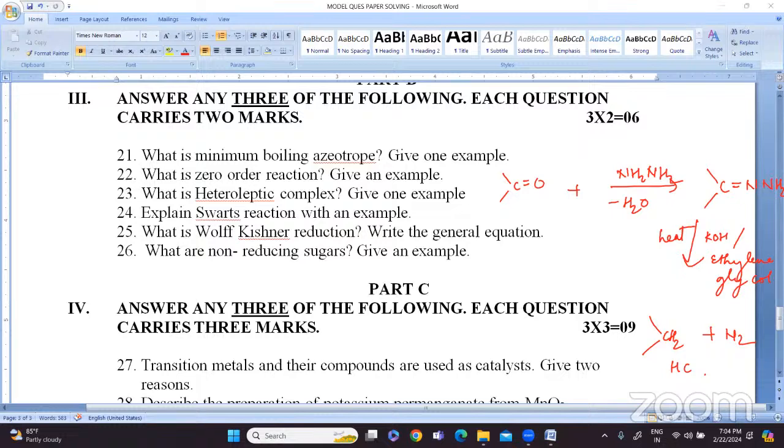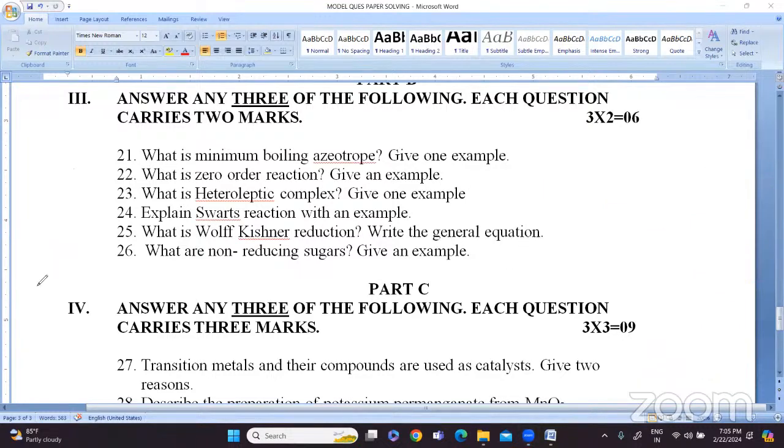So this is Wolff-Kishner reduction. This particular name reaction comes in aldehydes, ketones, and carboxylic acids. So what should be the explanation? The carbonyl group of aldehydes and ketones is reduced to hydrocarbon when it reacts with hydrazine followed by heating with KOH in ethylene glycol. And you have to write the general reaction. For the definition, 1 mark, and for the general reaction, 1 mark. Is it clear?